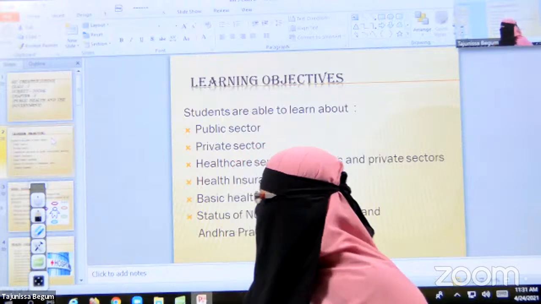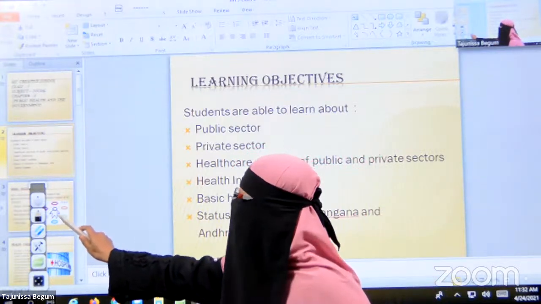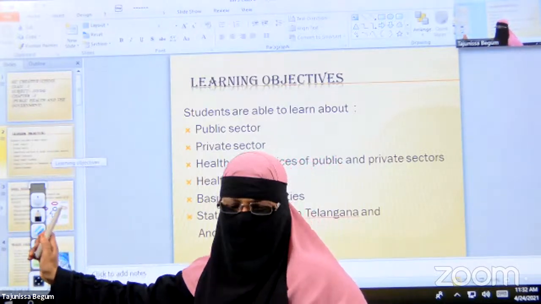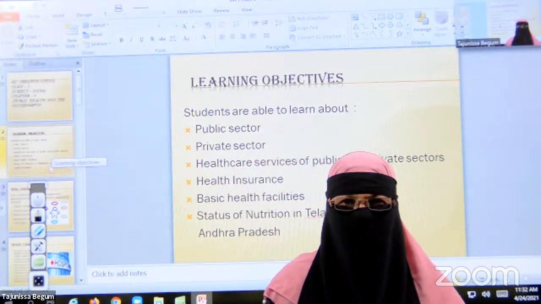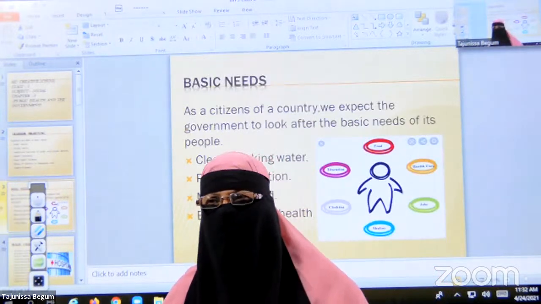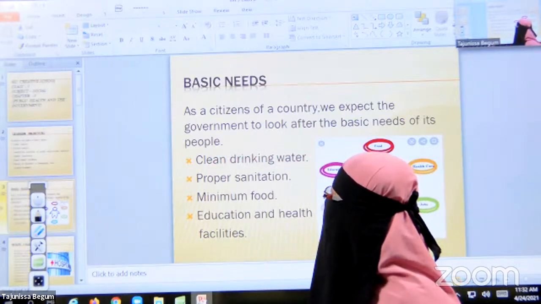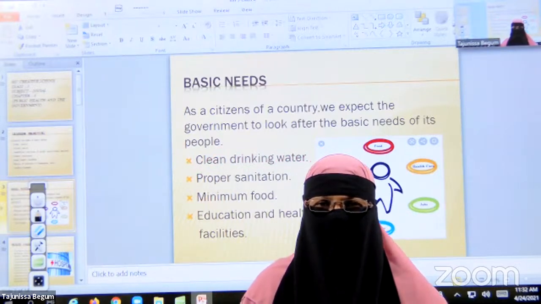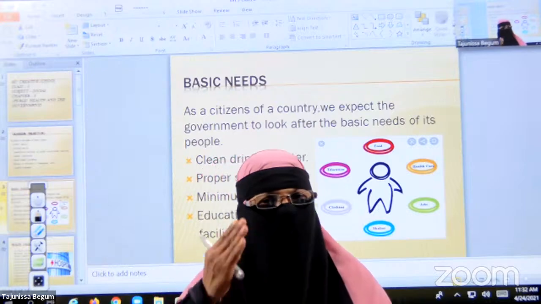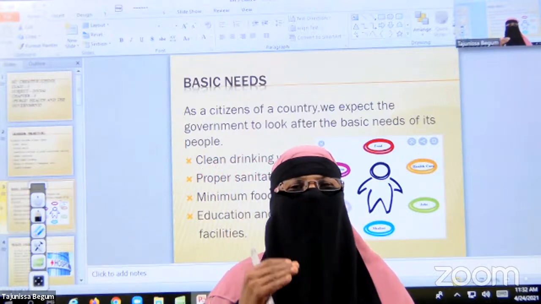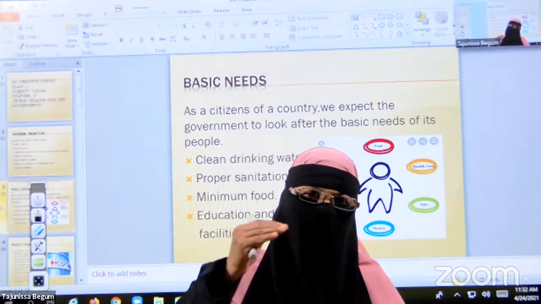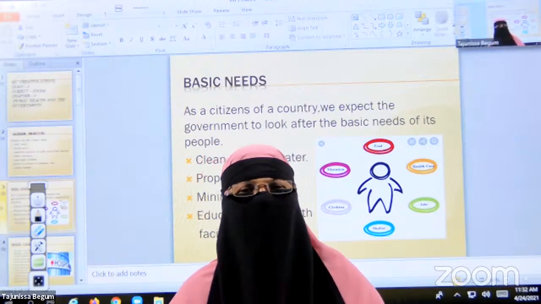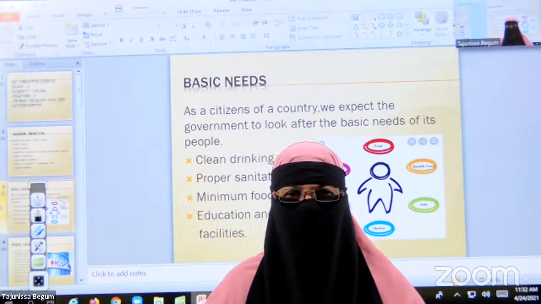First of all, as citizens of India, we have to read what the basic needs are. As a citizen of a country, which country do you belong to? We belong to the country India. India is my country. We are Indians. So as citizens of India, what thoughts will we have in our mind? What should the government do for us? Does the government have any responsibility towards us? Should the government help us? In what way should the government help us? Inshallah, we'll read that.